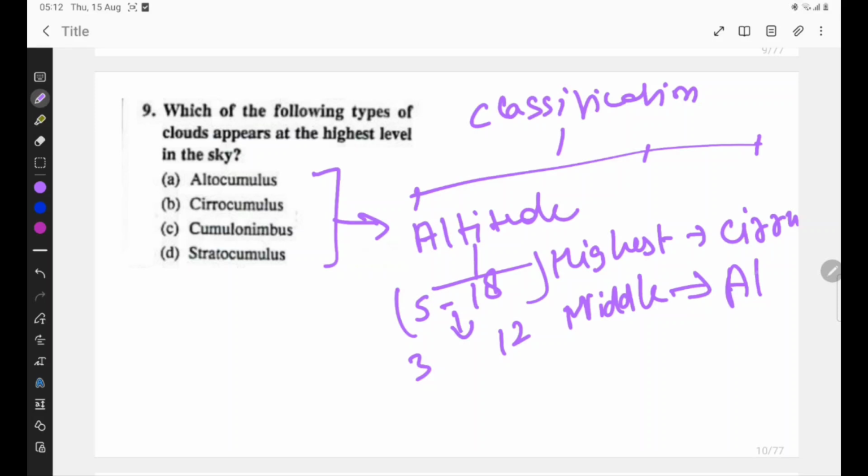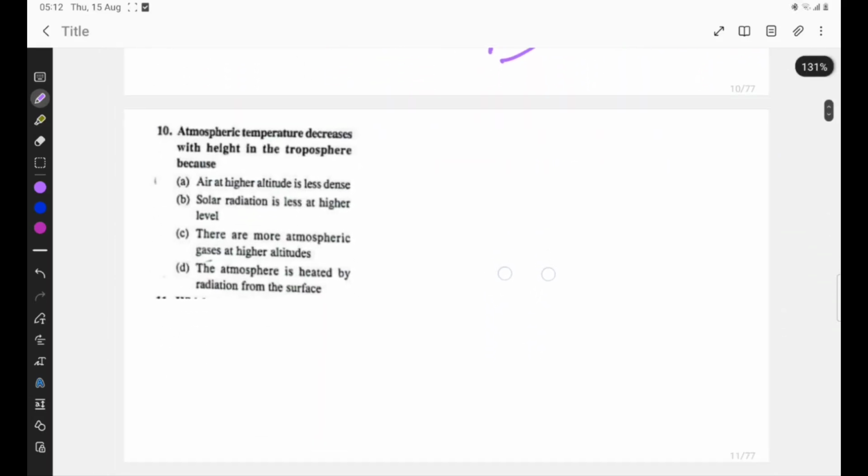alto clouds, and then the clouds which are nearest to the ground or nearest to the lithosphere are called stratus clouds, or lower clouds. So the highest level in the sky are the cirrocumulus clouds. So B is the answer. Then look at the next question.